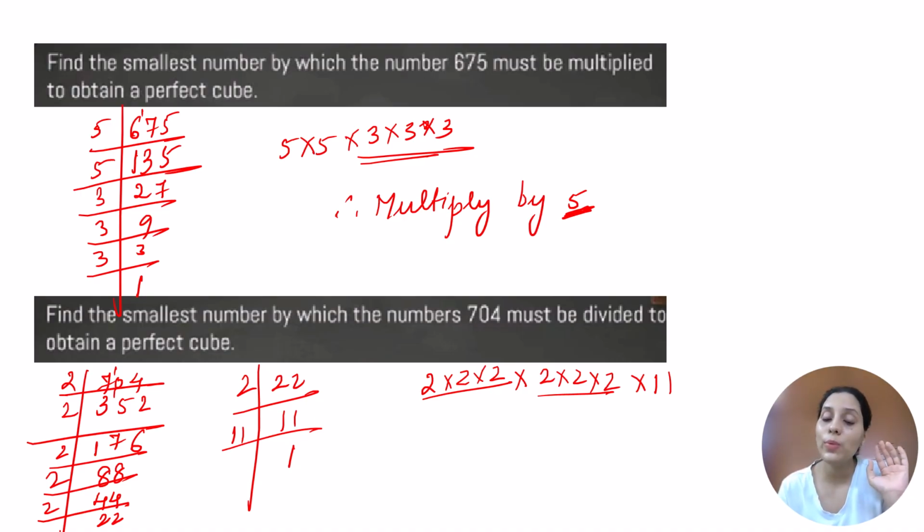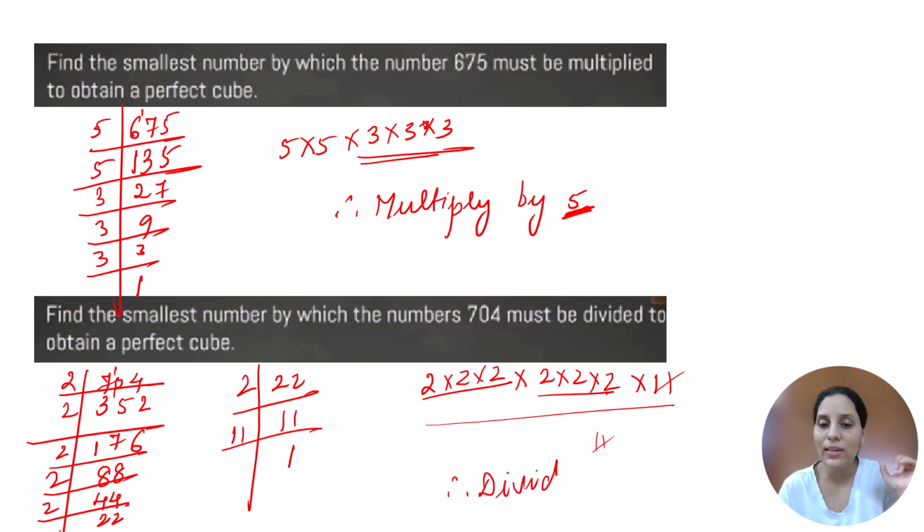So here your given question is what should you divide? So if I divide this by 11, then this 11 and 11 get rid of, so then it becomes a perfect cube. So therefore you need to divide it by 11 so that it becomes a perfect cube.